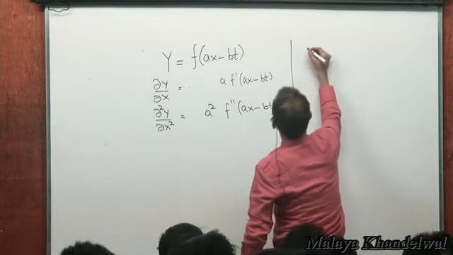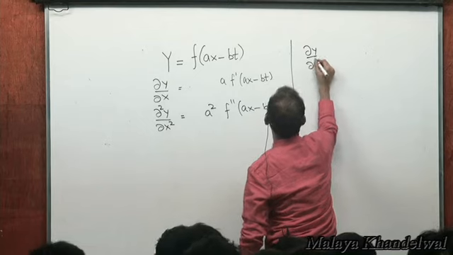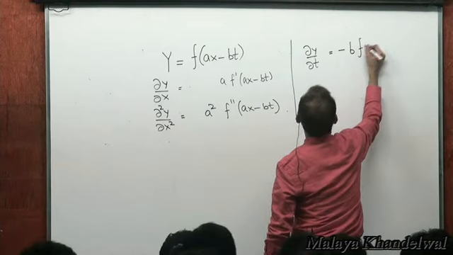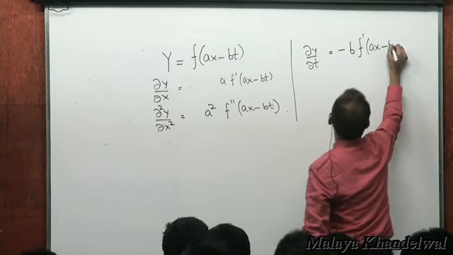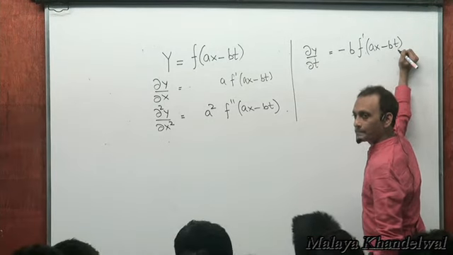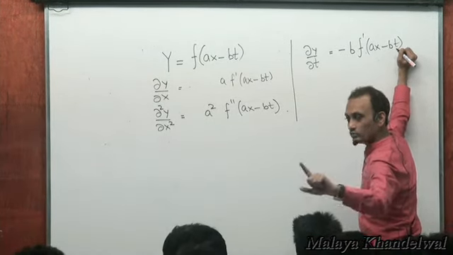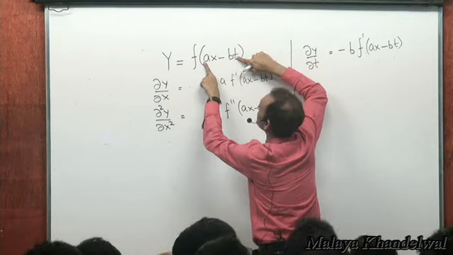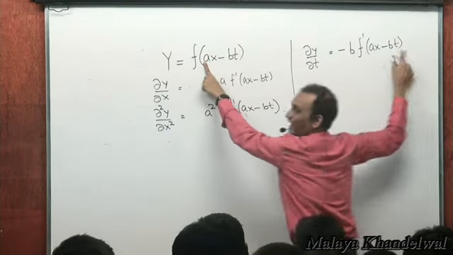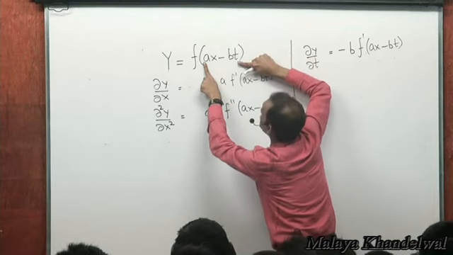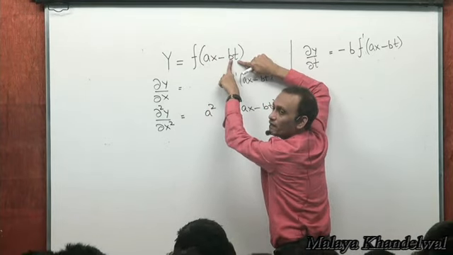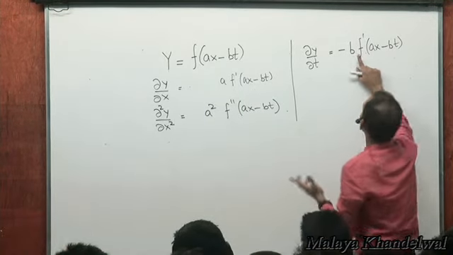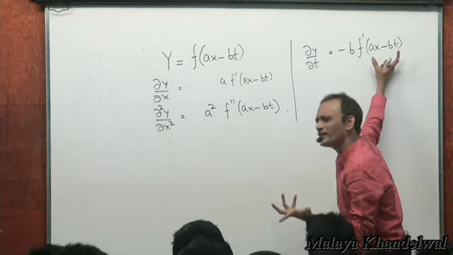Now, if I differentiate y with respect to time, keeping x constant, then do you realize I'll get minus b times f dashed (ax minus bt)? Tell me. Yes. Differentiate this with respect to time. What you do is differentiate f with respect to ax minus bt first. That'll give you f dashed (ax minus bt). And then ax minus bt with respect to time, keeping x constant, will give me minus b. This is differentiating f with respect to ax minus bt, which is going to be the same.